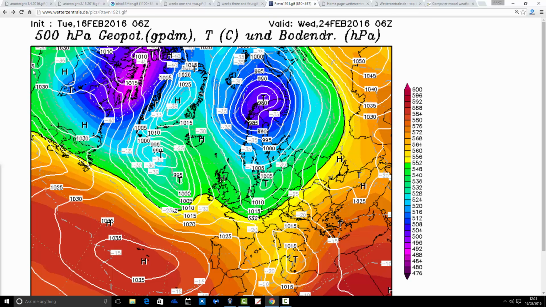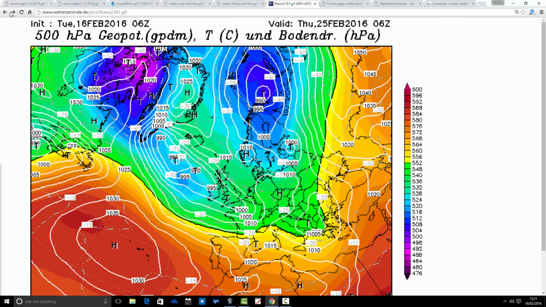Middle of next week, building a ridge through. That's quite a cold ridge. And then we go through to the second half of next week.